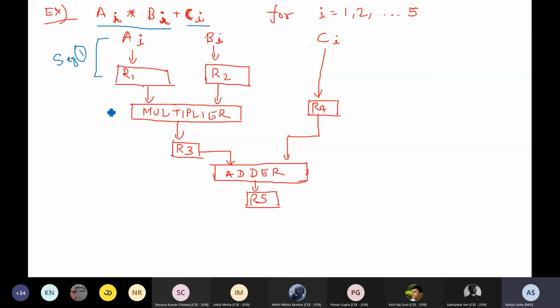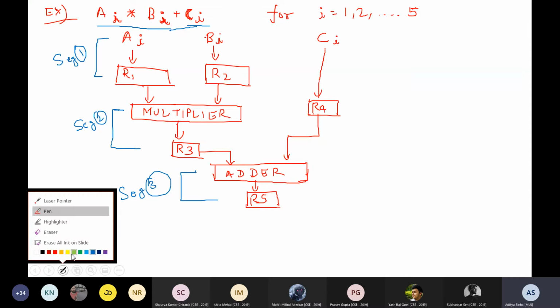Then in the second segment, you need to perform the multiplication and put it inside, say, R3. So you have R3 and R4. So this is segment number 2. And then finally you have a segment where you do addition, segment number 3. So in 3 segments we have actually divided our work. Is it clear to everyone till here? Everyone clear about what we have done?